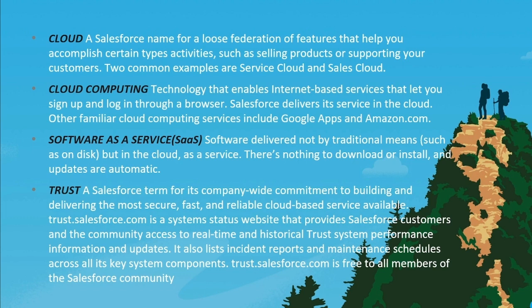Now we have software as a service. When we are talking about software as a service, we are not purchasing software by any traditional means, like downloading it on a disk and installing it on your system, but you are using it as a service as it is already available on the cloud. You do not need to download anything, install anything, or update on your side. Whenever we install any apps, we have to regularly update them, but here the updates are automatic, because the software is already managed by the cloud.